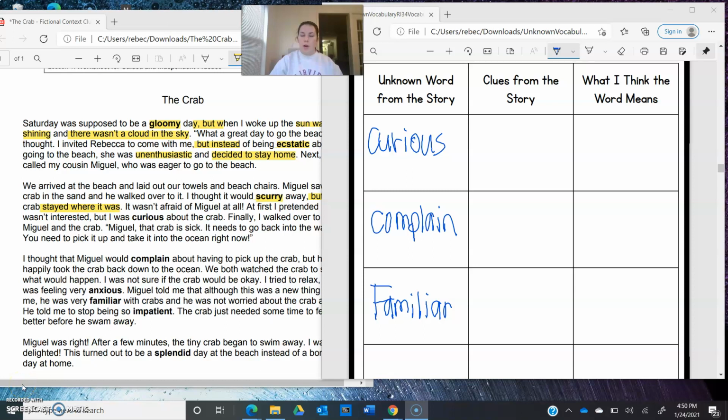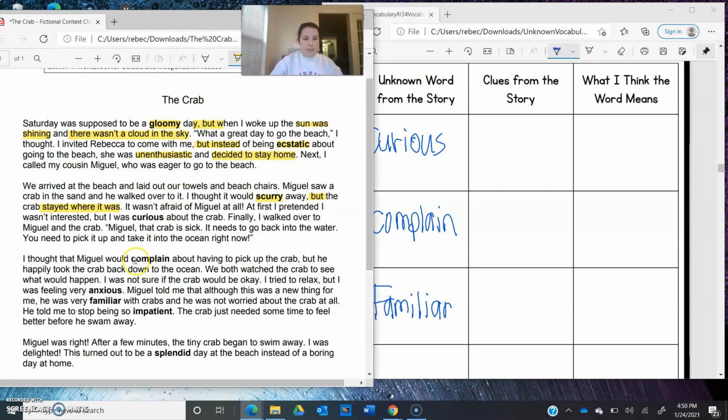Hi scholars, we've already read the text Together the Crab, and if you're here it's because you watched all of my teacher model or the video for fiction context clues. Our words that we're looking for our practice are curious, complain, and familiar. I want you to pause the video and go ahead in the text and highlight those three words: curious, complain, and familiar.